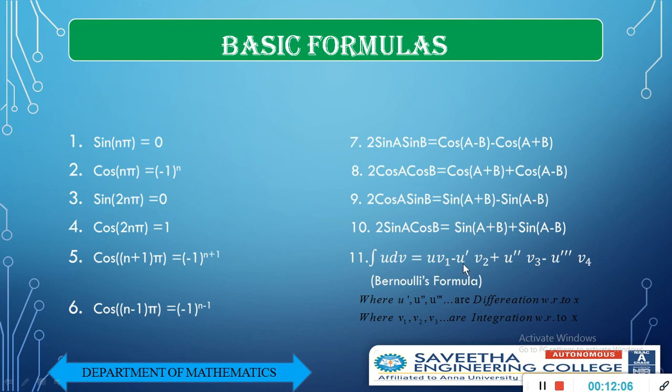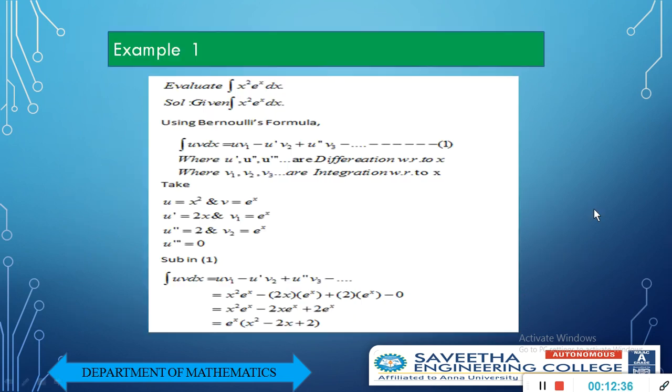Start with u', u'', and start with v1, v2, v3 and so on. Here u', u'', u''' are the differentiations with respect to x, and v1, v2, v3 are integrations with respect to x. So these two things are important: v1, v2 mean integrations, u', u'' are differentiations. I will show this in a problem. So first I can give an example based on Bernoulli's formula.